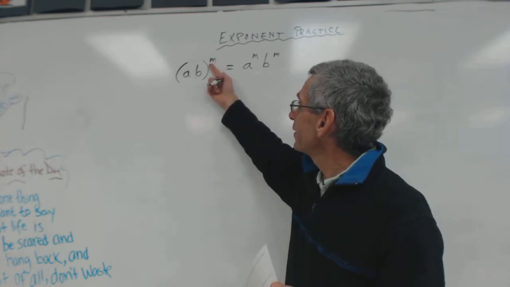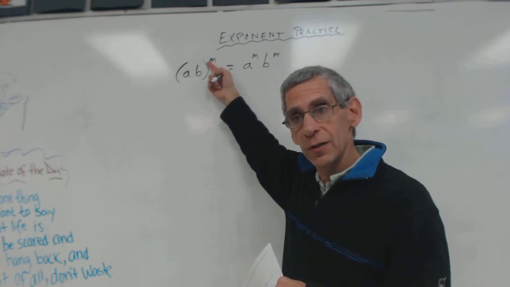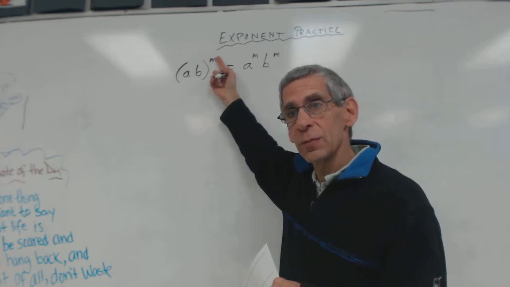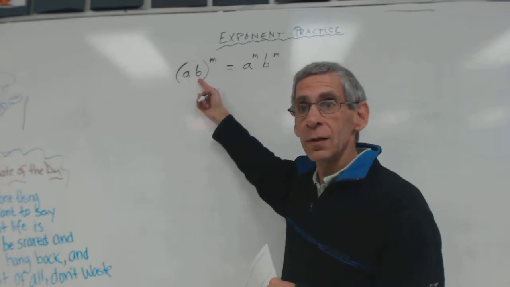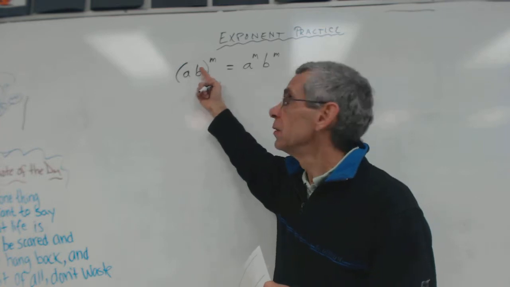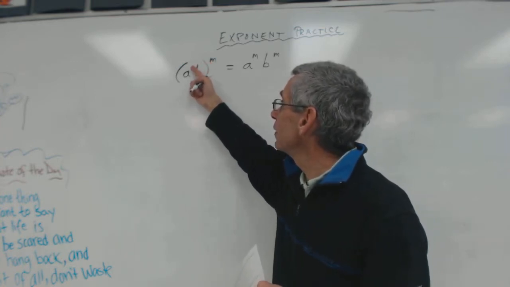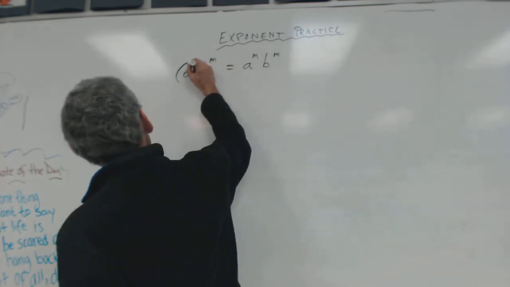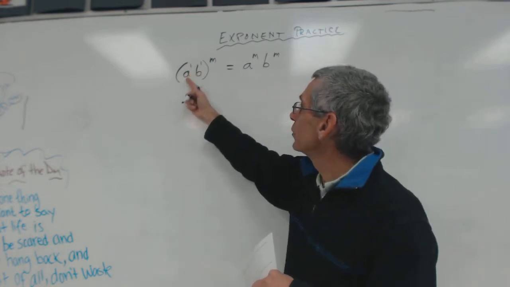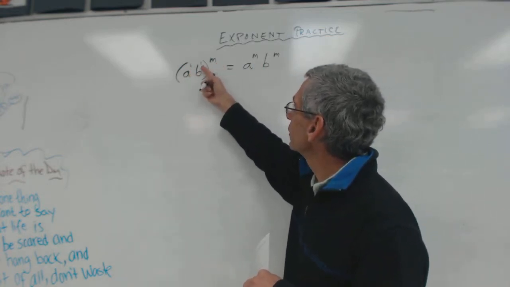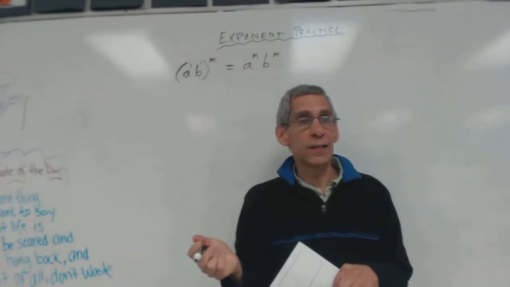So remember this, when an exponent is next to a parenthesis, it means multiply. So you're actually multiplying that exponent not times the bases, but times their exponents. This exponent times this exponent. This exponent times this exponent. And what are those exponents? They're ones, right? 1 times m is m, so a to the m. 1 times m is m, so b to the m. So that's pretty easy, right?